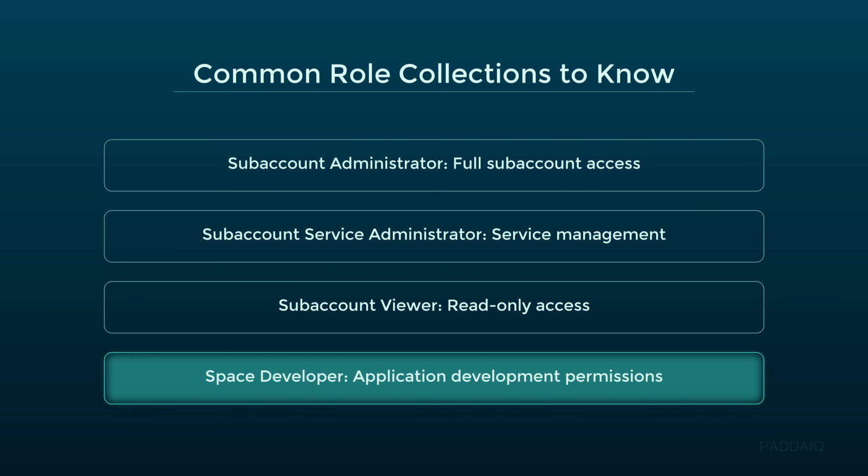Space Developer, Application Development Permissions. This allows creating and modifying apps within a designated space in your BTP account. For instance, a developer uses this role to build a new employee onboarding application. This permission is fundamental for any development work in a project space.